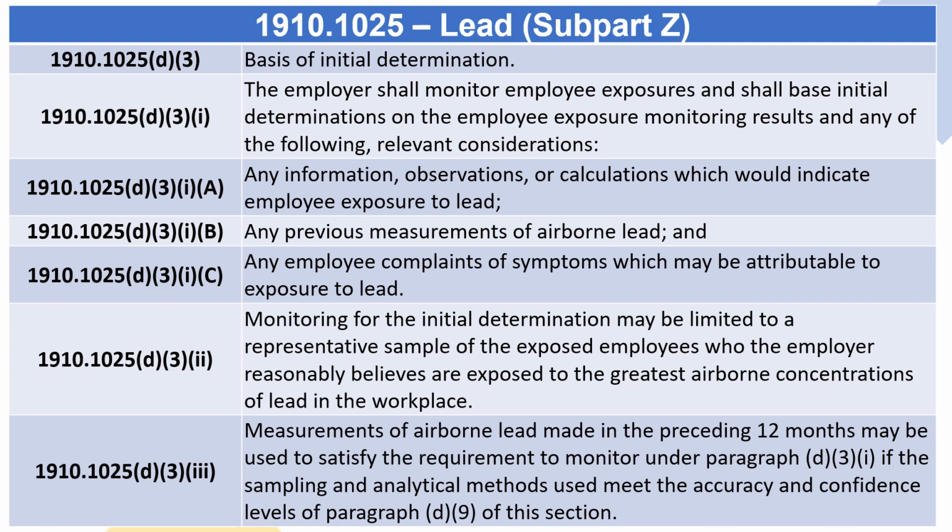1910.1025. D.3.3. Measurements of airborne lead made in the preceding 12 months may be used to satisfy the requirement to monitor under paragraph D.3.1 if the sampling and analytical methods used meet the accuracy and confidence levels of paragraph D.9 of this section.